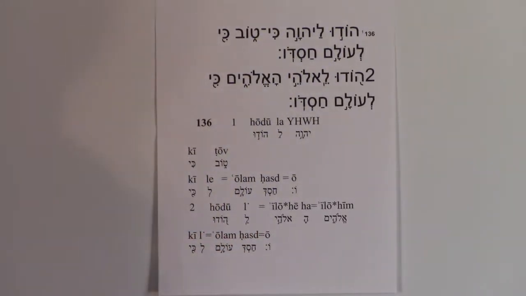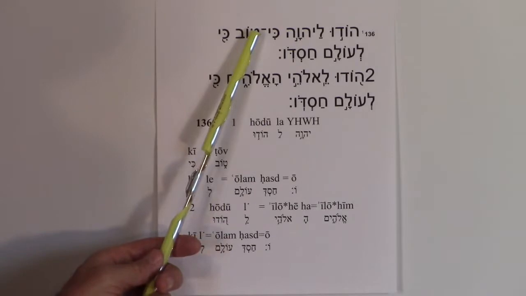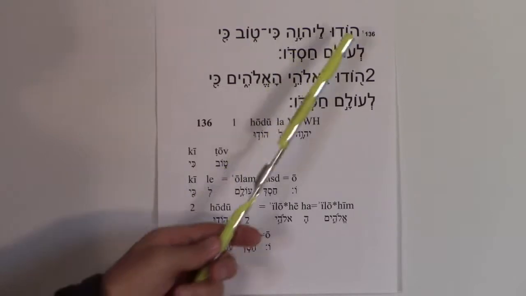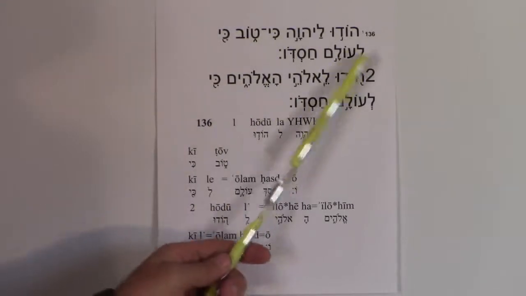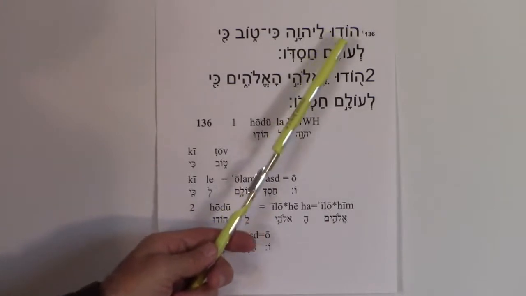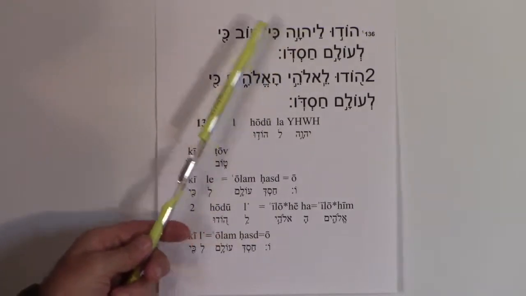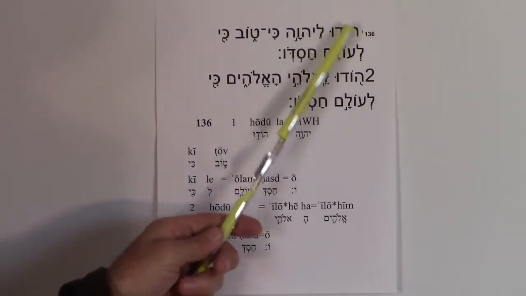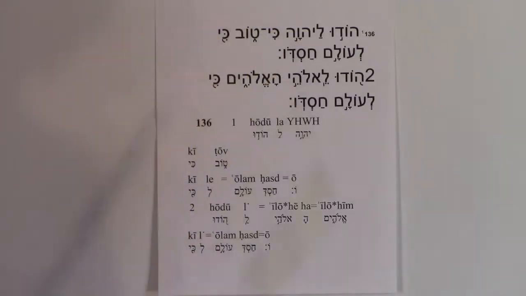I mean, what could be easier, right? You can do the chorus once again. Hodu la Adonai ki tov. I'll do the verse. Ki leolam hasto. Hodu la Adonai ki tov. Ki leolam hasto. Hodu, hodu, hodu la Adonai ki tov.